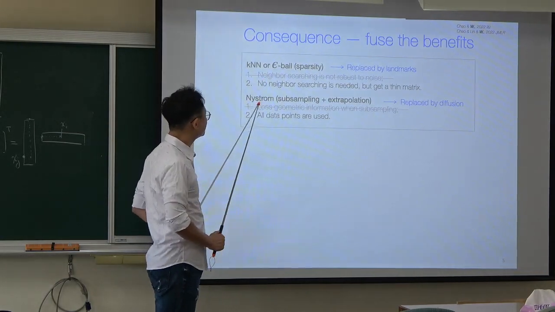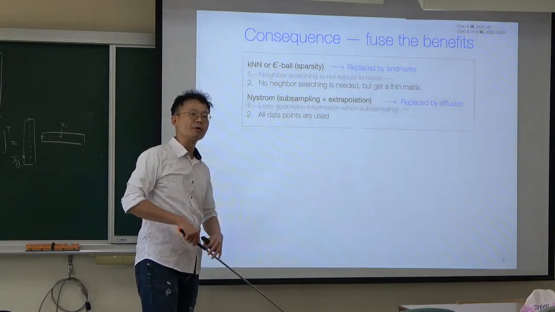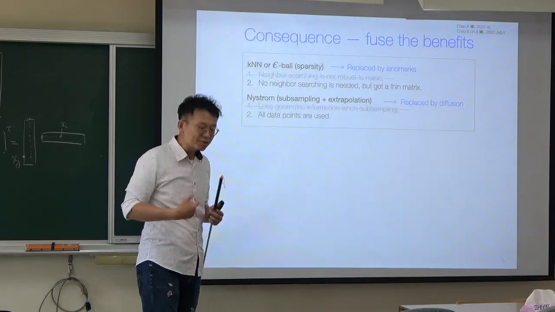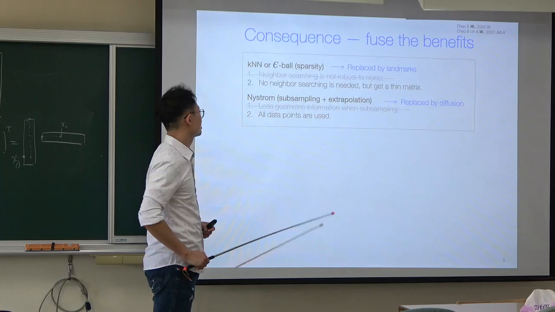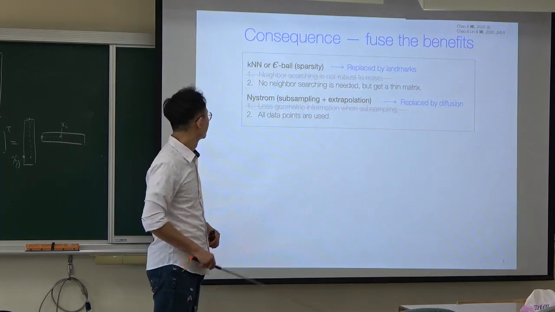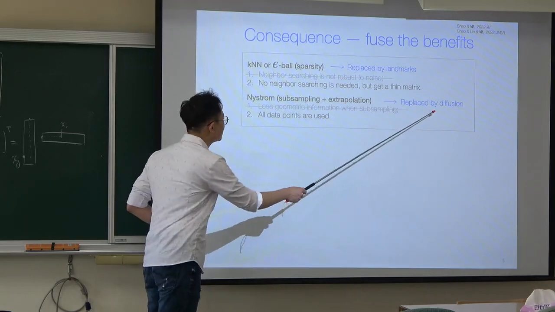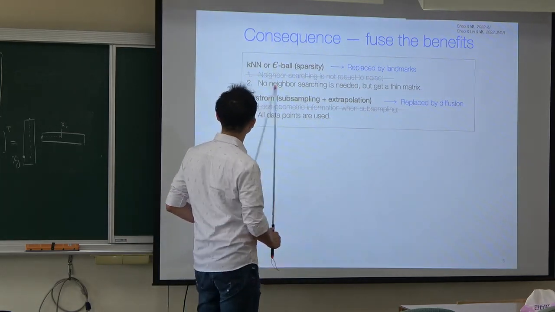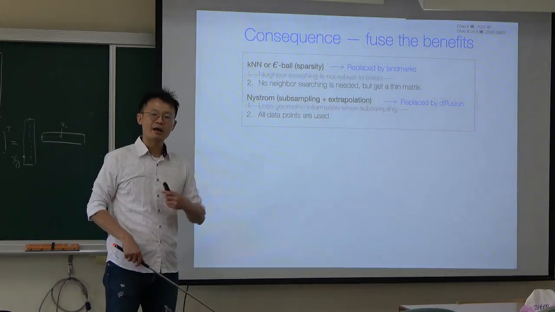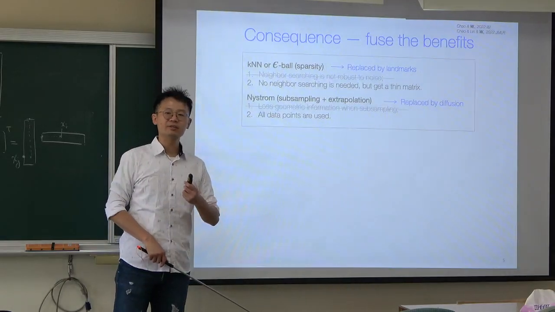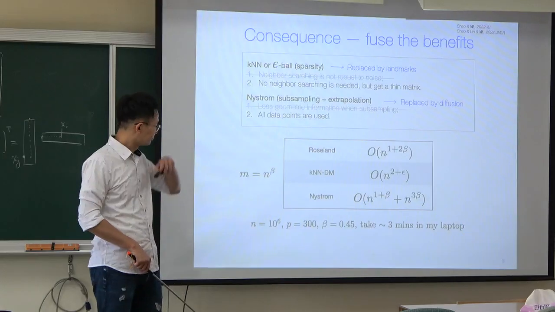Second, you do not really run subsampling. You do run subsampling, but you also use the diffusion to conquer the subsampling procedure, and there is no extrapolation step. So you use actually all points. So somehow this Nyström property is replaced by diffusion, so that you may have a better chance to preserve the geometric information and speed up the algorithm.